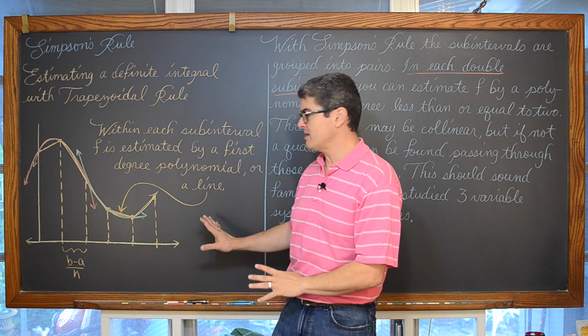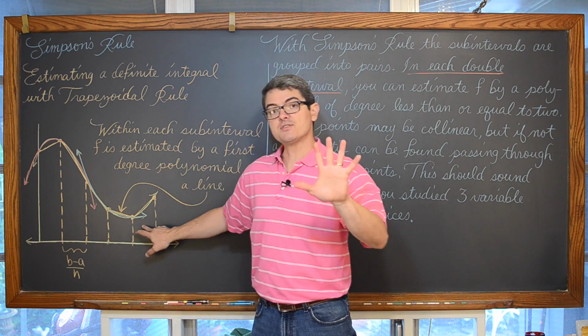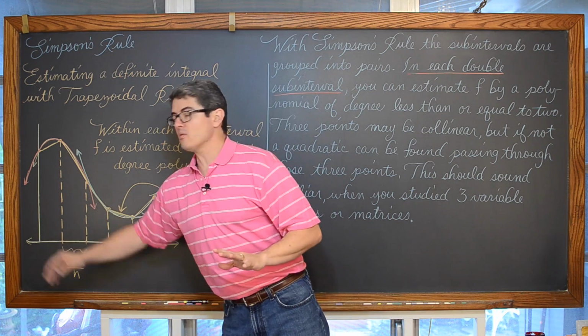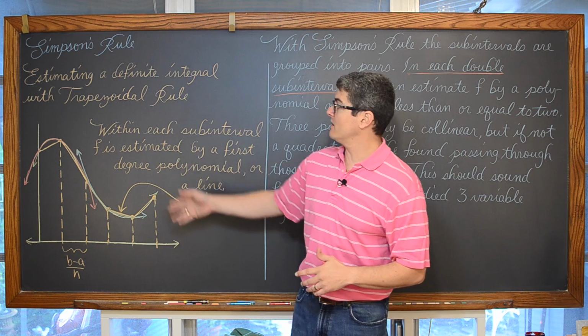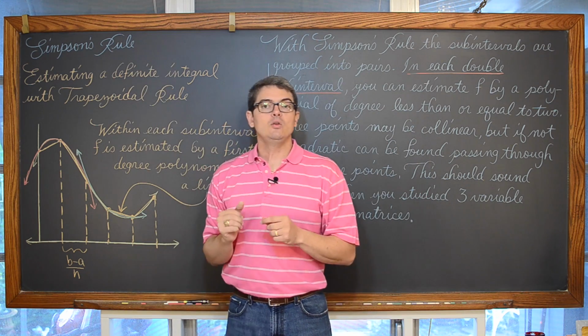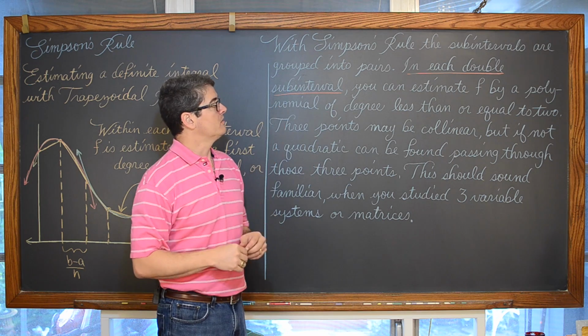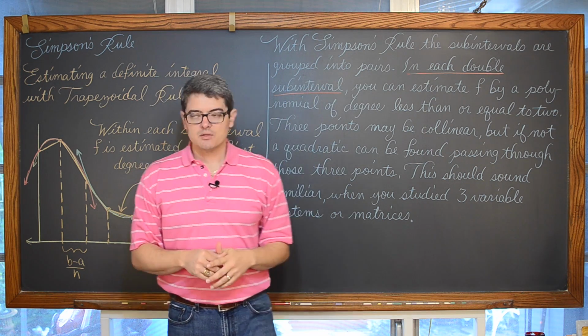If we take our subintervals and we group them into pairs, that is going to be a problem for my diagram, by the way, because I've got 1, 2, 3, 4, 5 subintervals, which is great if you want to estimate a definite integral using trapezoids, but it's not going to work with Simpson's rule, because you need to have an even number of subintervals. They need to be grouped into pairs, or into double subintervals.